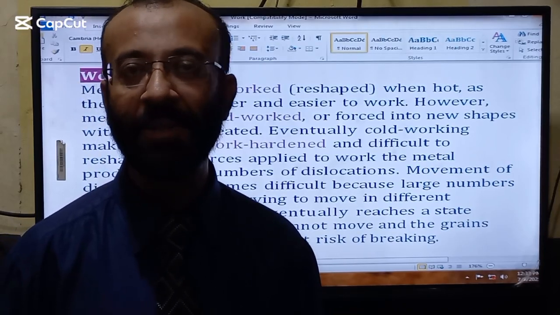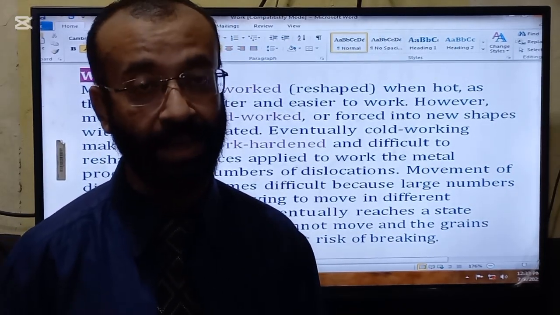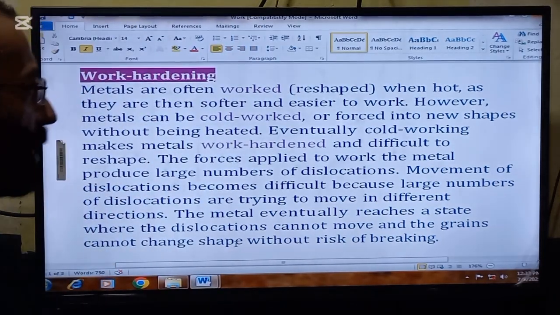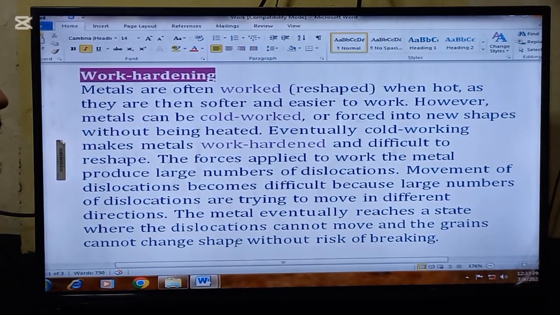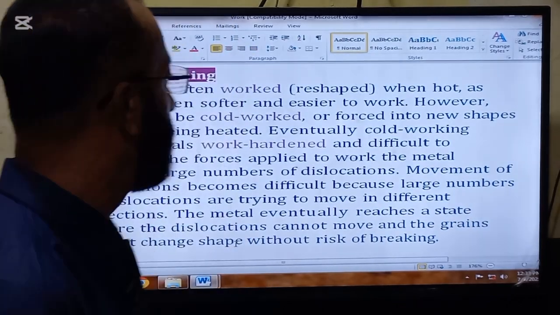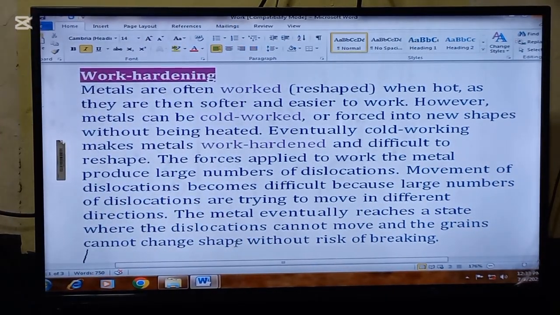Good morning, students. Today we are going to read some key terms in the topic of metals in the subject of chemistry O levels. So concentrate yourself. These are some very important key terms. So we are going to start.